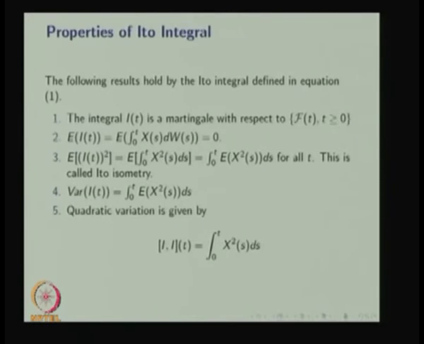And the third property: the expectation of I(t) whole squared is the same as the expectation of the integral from 0 to t of X squared ds, which is the same as the integral from 0 to t of the expectation of X squared(s) ds. So the expectation and the integration interchange places. This is called the Ito isometry.